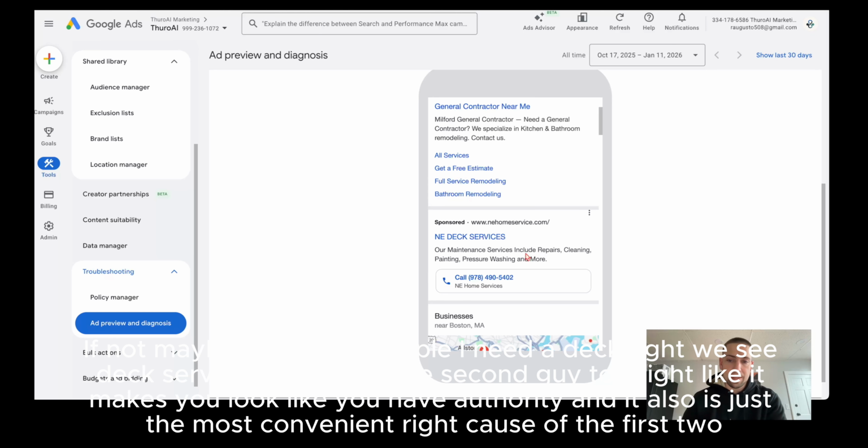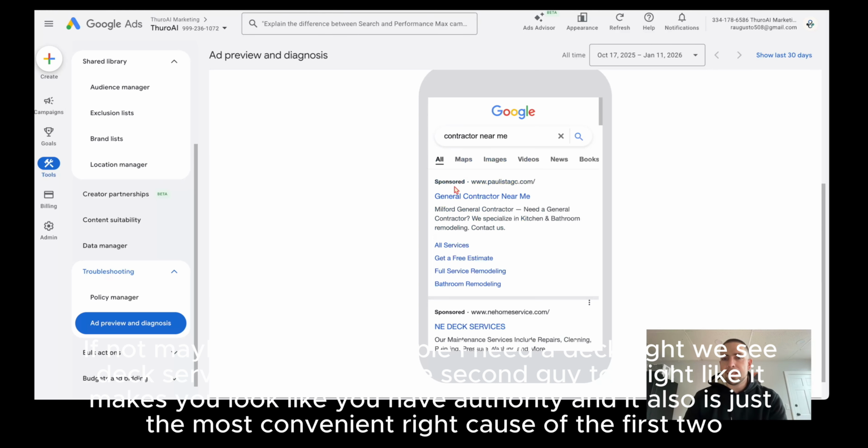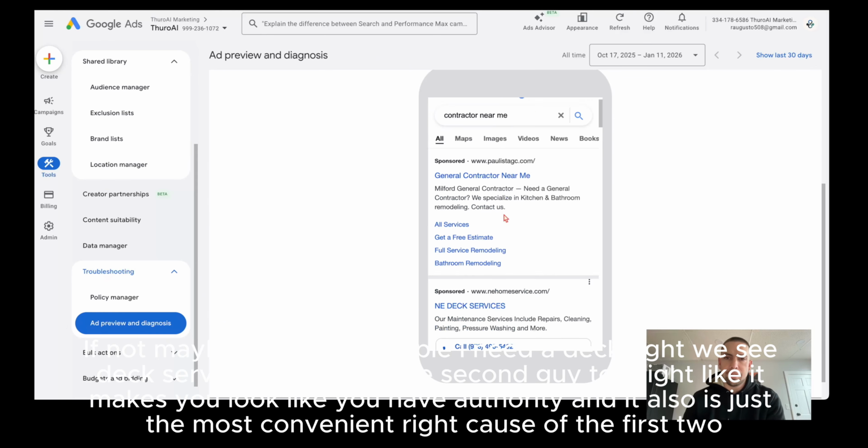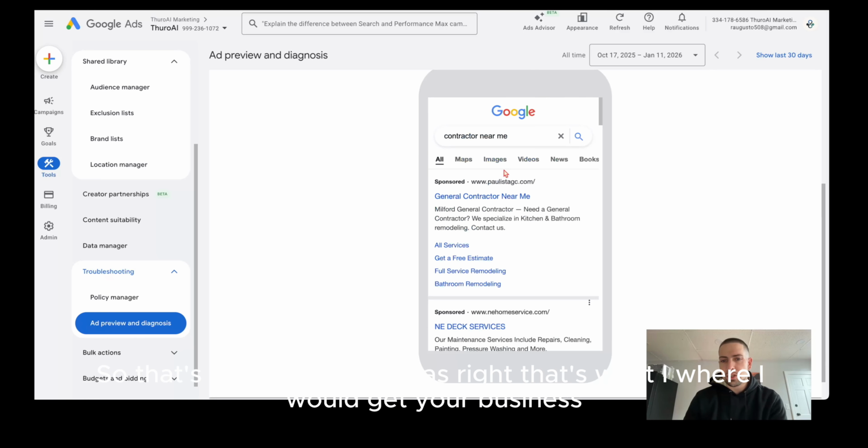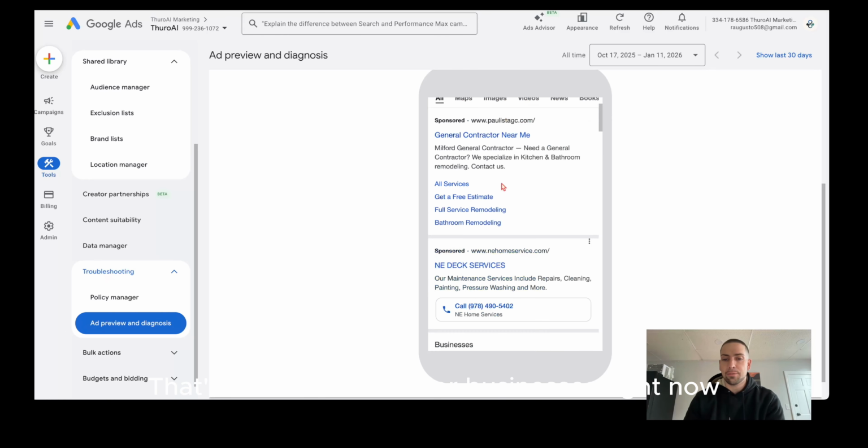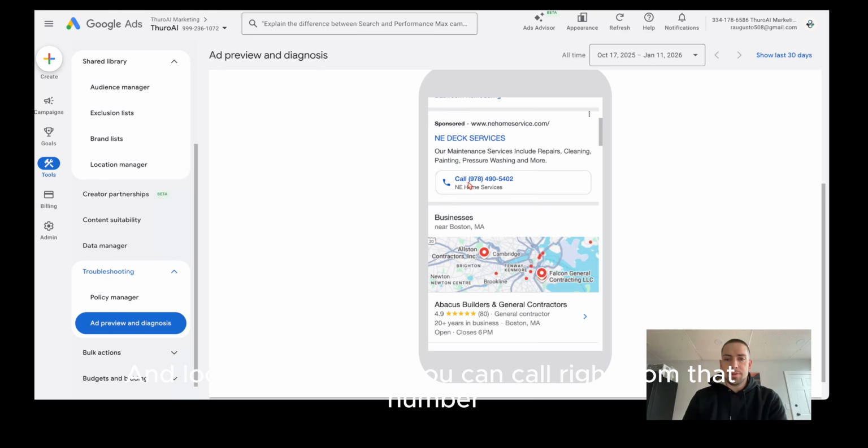If not, maybe I say, for example, I need a deck. We see deck services right here, the second guy too, right? It makes you look like you have authority, and it also is just the most convenient, because they're the first two. So that's called the search ads, right? That's where I would get your business. That's what I do for businesses. And look at it right there. You can call right from that number. It's immediate. It's very convenient.